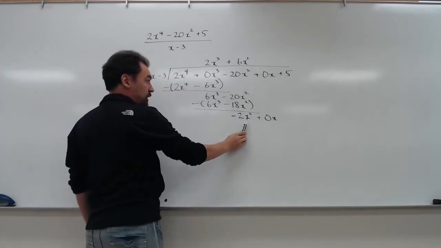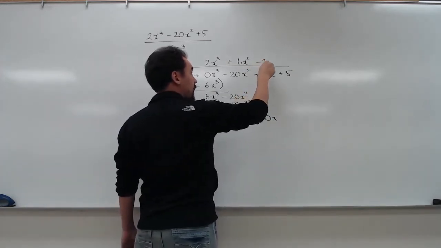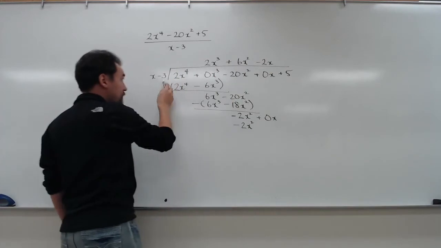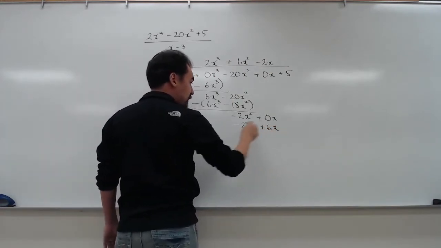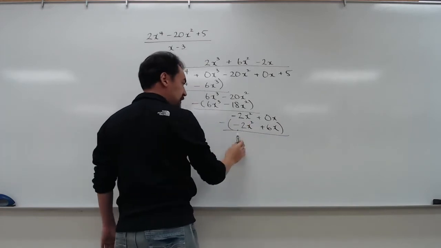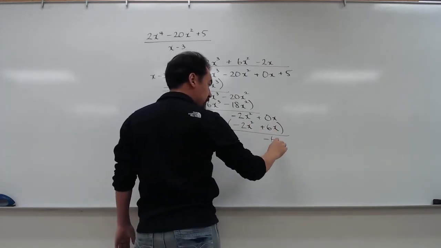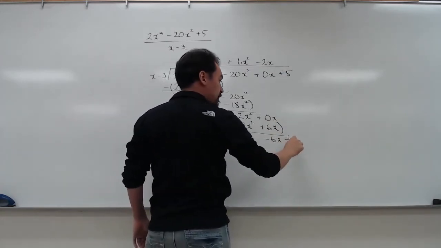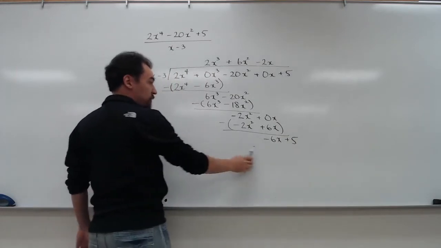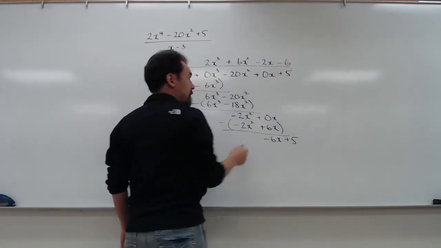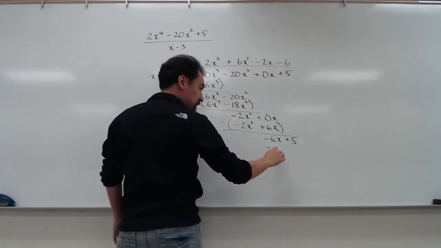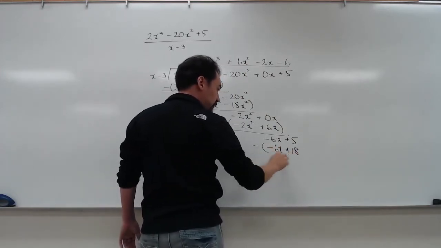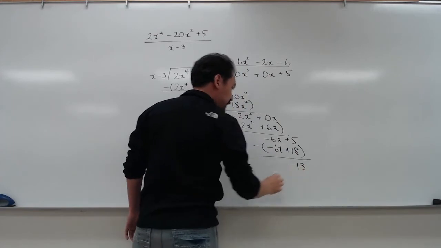X goes into -2x squared, -2x times, so I'll put -2x. -2x times x is -2x squared, -2x times -3 is positive 6x. Then I'll subtract everything carefully. These cancel. 0 minus -6x. Sorry, I said 0 minus negative. I meant 0 minus a positive 6x. Bring down the plus 5. X goes into -6x, -6 times. -6 times x, and then -6 times -3. And we'll subtract everything very carefully, getting -13 at the end.